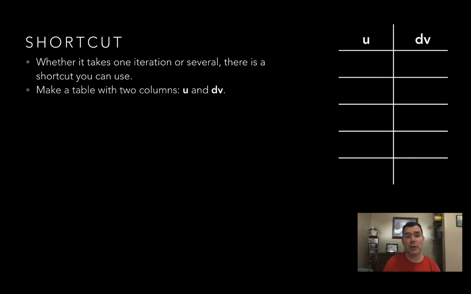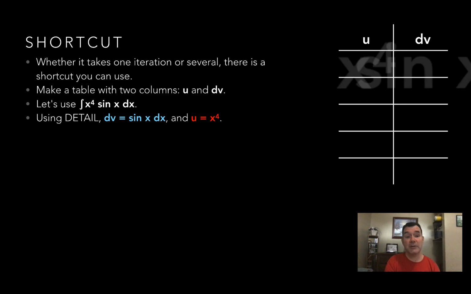And you can use this shortcut whether you're using integration by parts once or multiple times. So what I do is I make a table with two columns. One of them is u and one of them is dv, based on what I choose from the very beginning. So let's use this method for a question like the integral of x to the fourth times sine of x. Sine of x is a trigonometric function, so that's going to be my dv, and my u, therefore, is going to be x to the fourth.